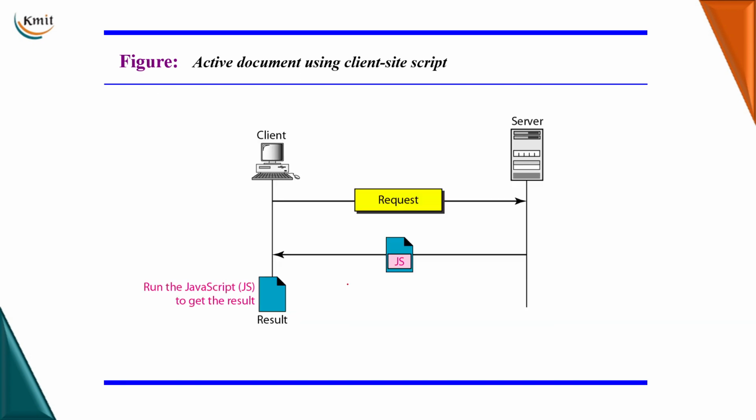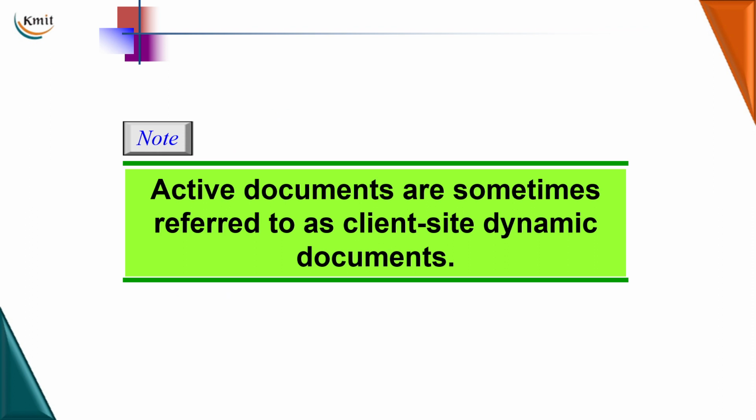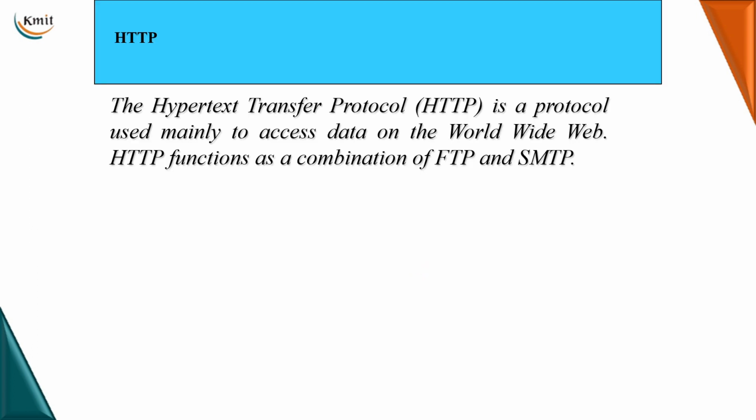We can also have active documents using JavaScript, where the JavaScript received from the server can be run on the client machine. So these are the three kinds of different web documents: static, dynamic and active. Active documents can also sometimes be referred to as client-side dynamic documents, whereas dynamic documents are referred to as server-side dynamic documents. Then, another important thing that comes up when we were talking about the URL, we were telling that we make use of a protocol called HTTP.